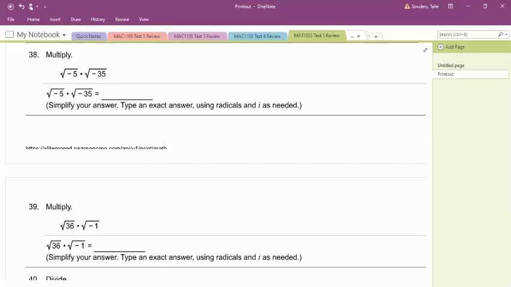So how could you simplify the square root of negative 5? Pull out an i, right? Oh, it feels very violent in this lesson, right? We're pulling out a lot of i's.